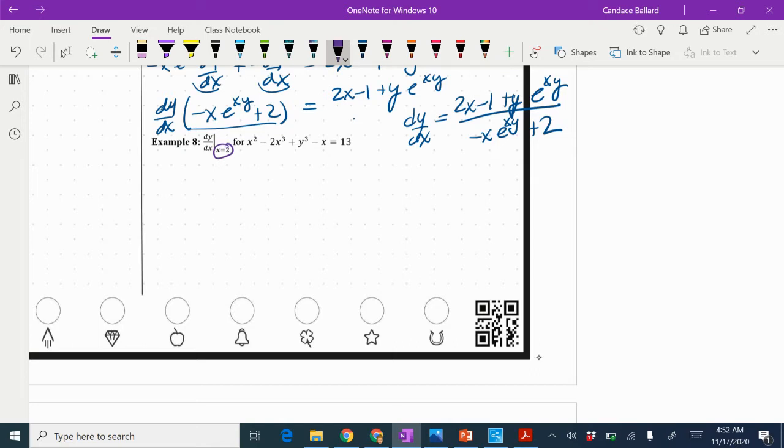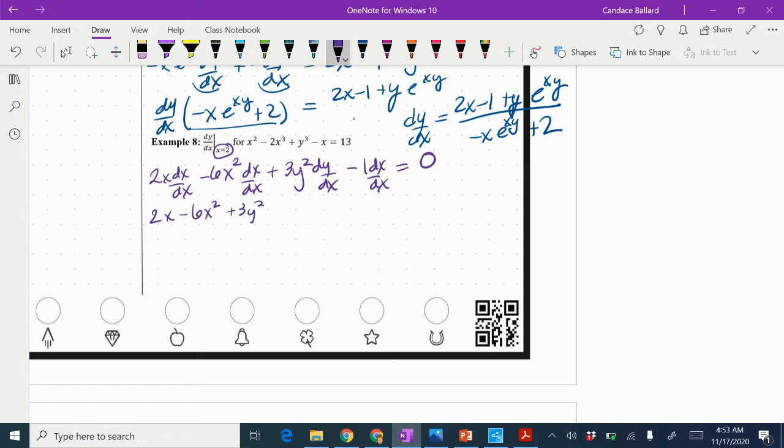So we've got the derivative of x squared would be 2x dx/dx. And then the derivative of negative 2x cubed would be negative 6x squared dx/dx. And then the derivative of y cubed would be 3y squared dy/dx. And the derivative of negative x would be negative 1 dx/dx. And the derivative of 13 would be 0. I'm going to go ahead and write it clean without the dx/dx's. So it would be 2x minus 6x squared plus 3y squared dy/dx minus 1 equals 0.